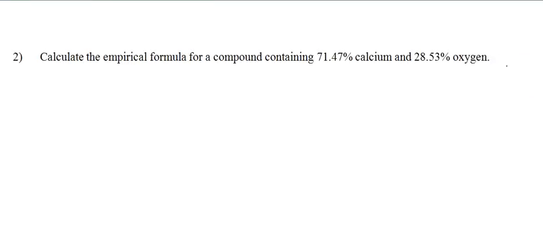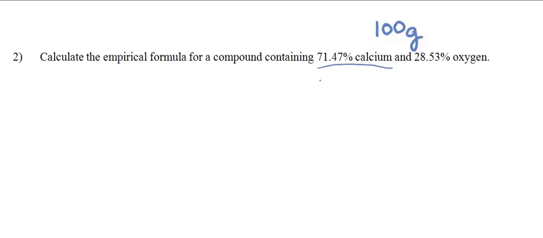Now my suggestion is, if you're ever given percentages, and you don't have to do it this way, you can do it the long way if you want, but if you're ever given percentages, pretend that you are given a 100-gram sample of this compound. Whatever this compound is, we don't know what it is, but we'll say that we measured out a 100-gram sample. Knowing that you have a 100-gram sample, what is my mass of the calcium, if I know that I have 71.47%?